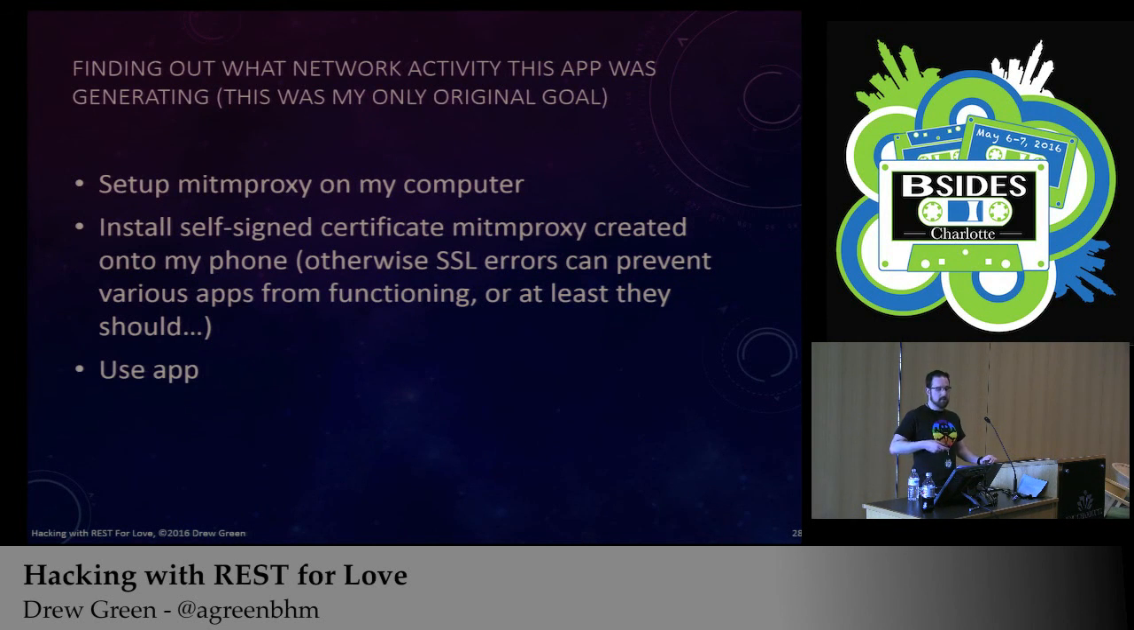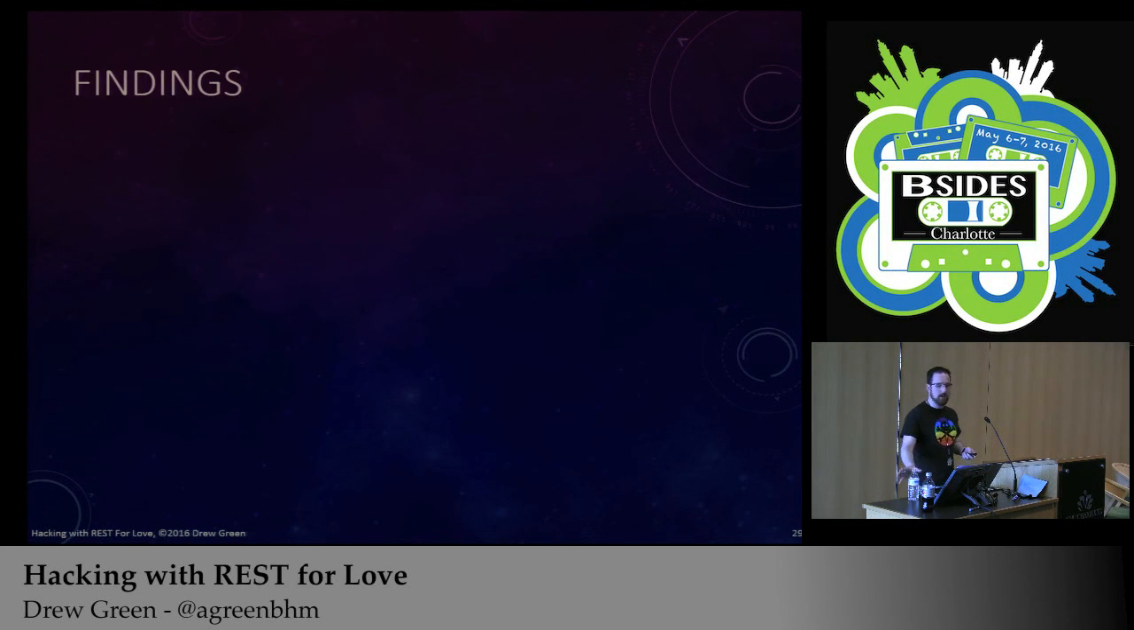All I had to do was use man-in-the-middle proxy, trust the SSL certificate, and then just use the app. I'm just exploring network traffic as it comes through, so let's just do what I want to see, and then we'll analyze the results and see what's happening. So, what did I find?